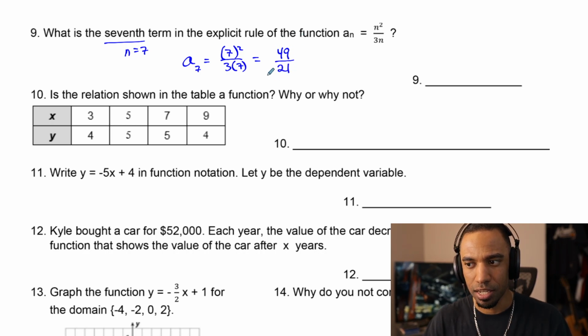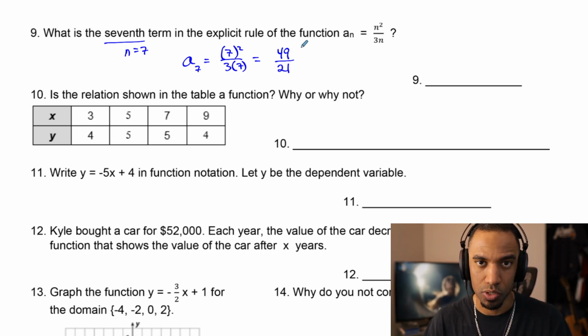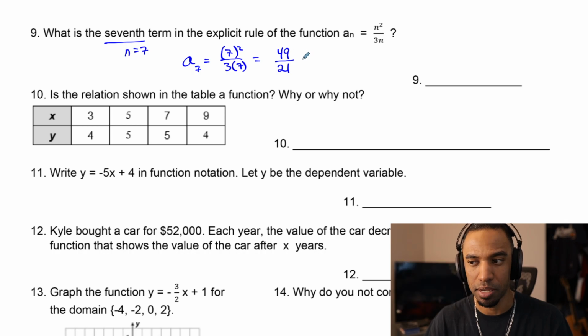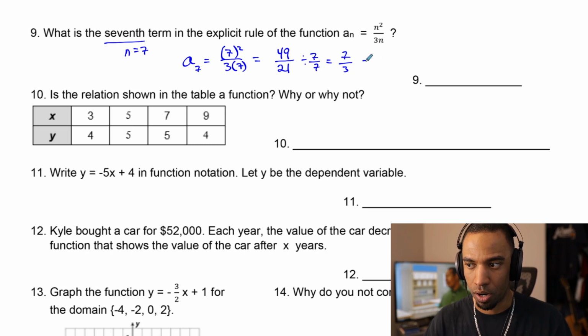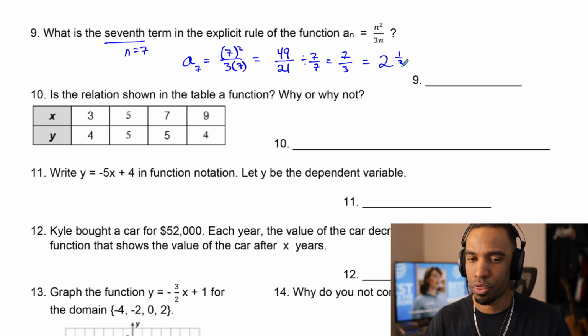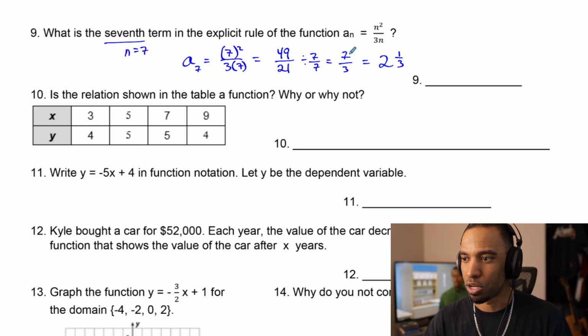You could end it here, but I certainly wouldn't if the fraction can still reduce, which it can. We can divide both top and bottom by 7, and you get 7 over 3, or 2 1/3. That is, dividing 7 by 3, you get 2 wholes, and the remainder is 1. So 7 thirds or 2 1/3. I'm going to stick with the 7 thirds, like I've done before.